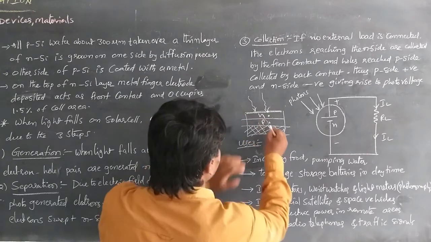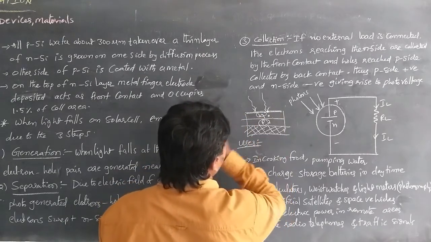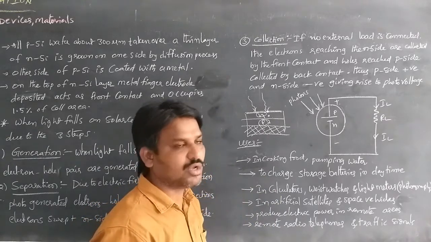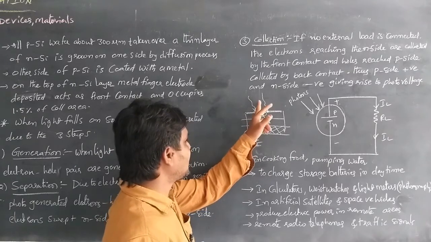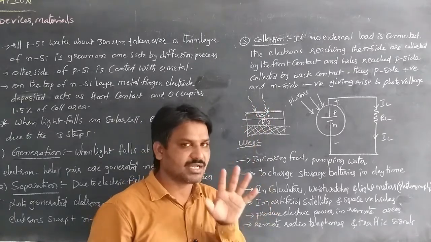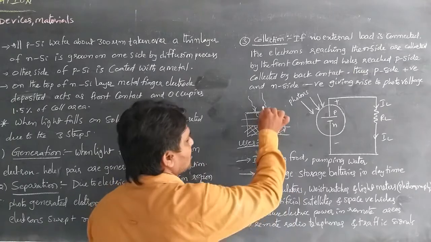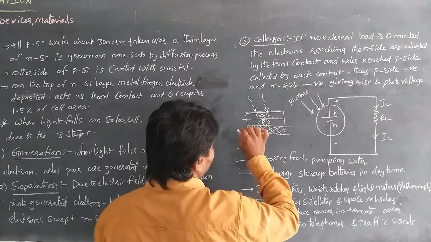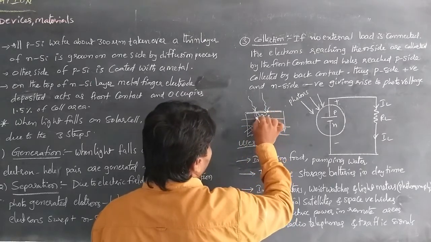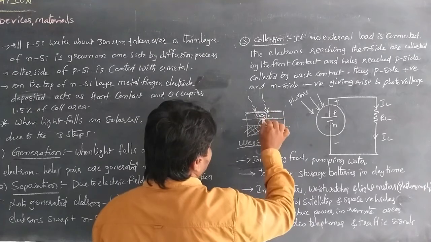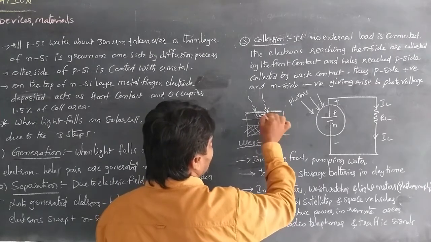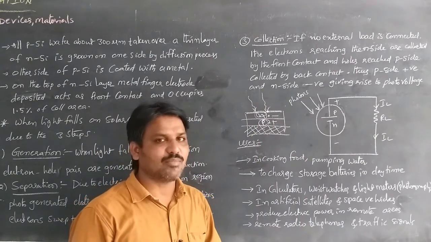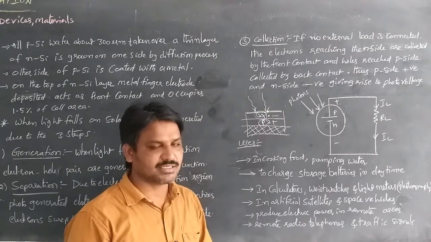Thus p becomes positive and n becomes negative, giving rise to the photovoltage. When no external load is connected, the holes are collected by the p-type material at the back contact and the electrons at the front contact, so that p becomes positive and n becomes negative, giving rise to the photovoltage. This is about a solar cell.